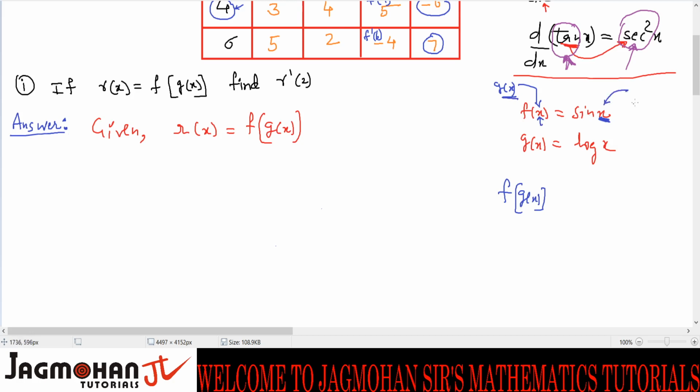Sine of g of x. If you replace x by g of x on the left hand side, you will do the same on the right hand side. So see, doing that, what do I get? I get f of g of x as sine of g of x. And what is g of x, my dear students? It is log of x. So you get sine of log of x. Now you understand the meaning of f of g of x.